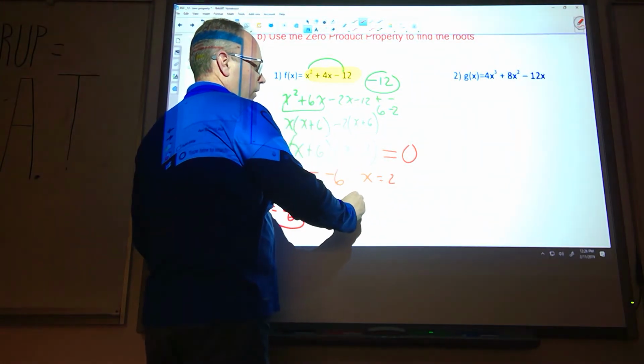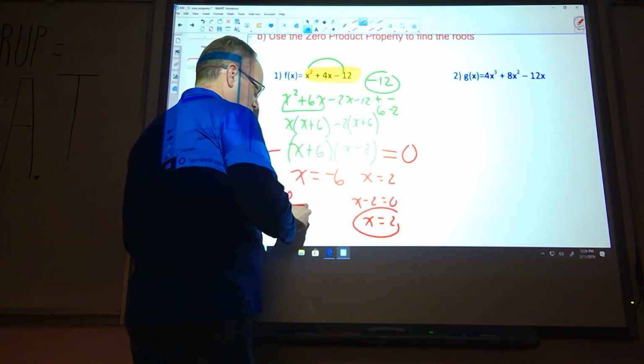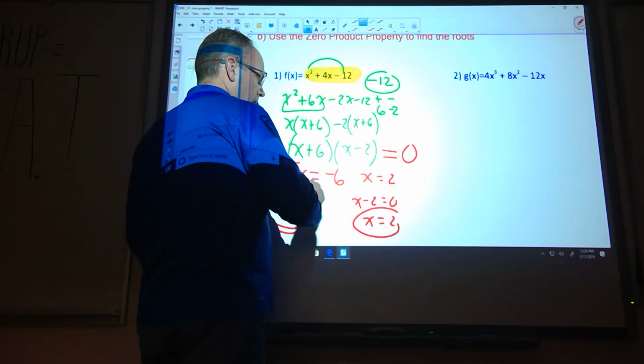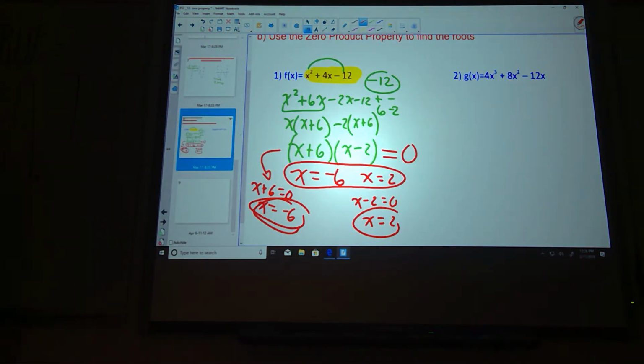And how did I get that? Well, I know that x minus 2 is equal to 0. So if I add 2 to both sides. So I have these two solutions. Here's my answers. If I took those answers and I plugged them back into the original problem, if I took -6 and plugged it back into the original, or I plugged 2 back into the original problem, the whole thing becomes 0. That's the definition of a solution.